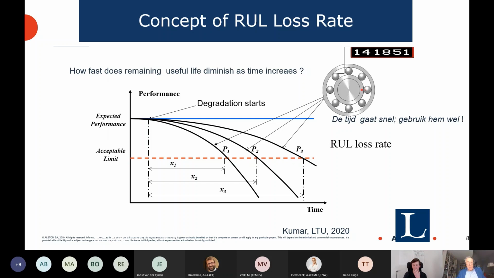And then there is a concept of RUL loss rate. So start with a certain value of the RUL, and as the asset degrades, it decreases. And okay, it may reach the acceptable limit sooner or later. And so the idea is how fast it decreases. So, you know, the Dutch proverb, the tijd gaat snel, gebruiken we wel.